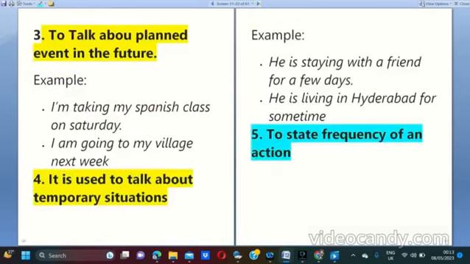Next, to talk about a planned event in the future. Sometimes we plan events in the future while talking with our peers, our colleagues. We can use present continuous tense to say our future events. So, I'm taking my Spanish class on Saturday. I'm going to my village next week. You can use this present continuous tense to talk about your planned future events.